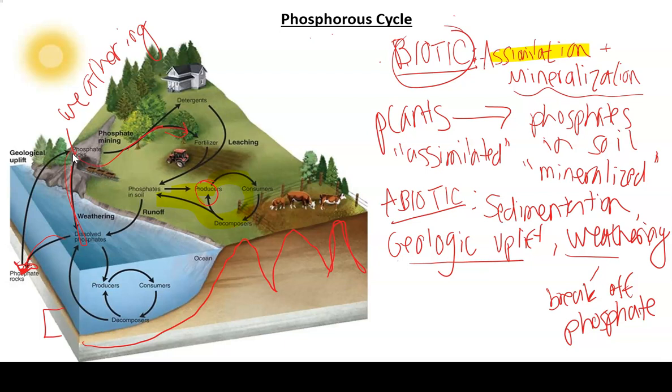So that's weathering. And it all started with that sedimentation, the geologic uplift that pulls the sediment out of the ocean, and then the weathering that removes the phosphates from the rocks. So those are our cycles.